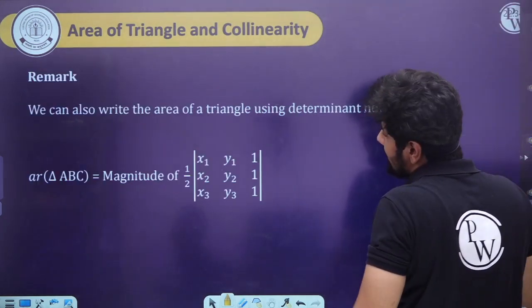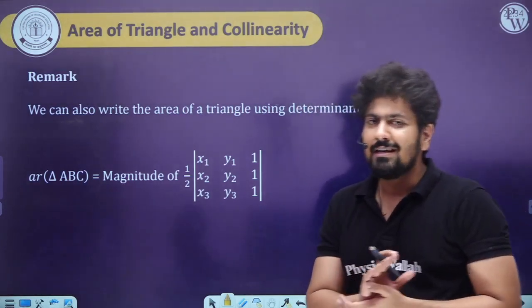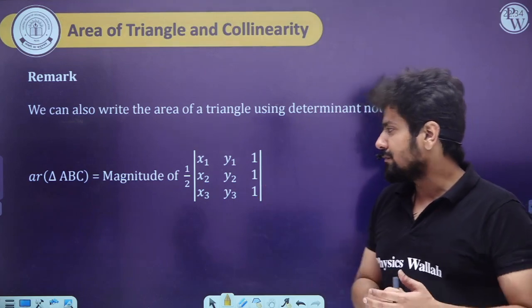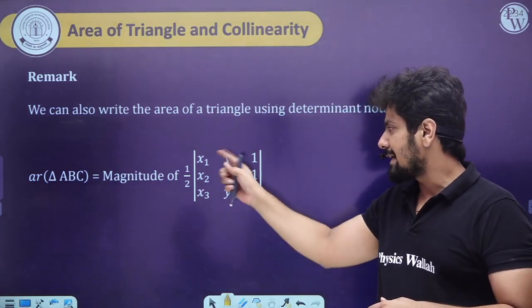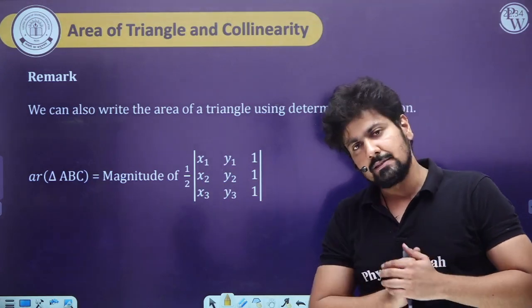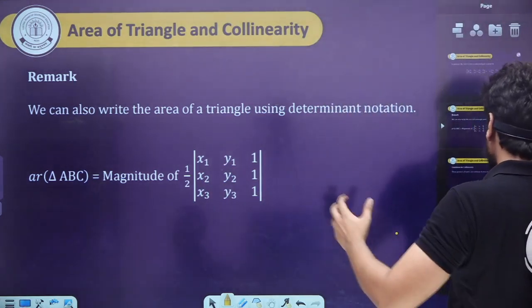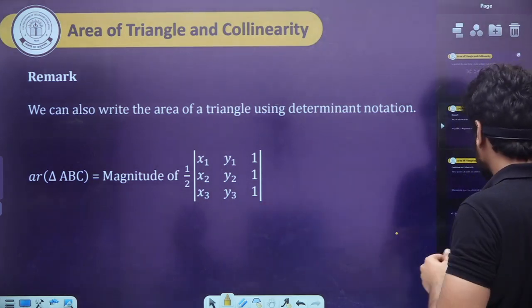Or we can also write the area of the triangle in this format. If you are comfortable with a 3 cross 3 determinant, this is also the formula for the area of a triangle: magnitude of half times the determinant of x1, y1, x2, y2, x3, y3 and in one of the columns, put 1 simply. If we are using a 3 cross 3 determinant, this is a very good way.